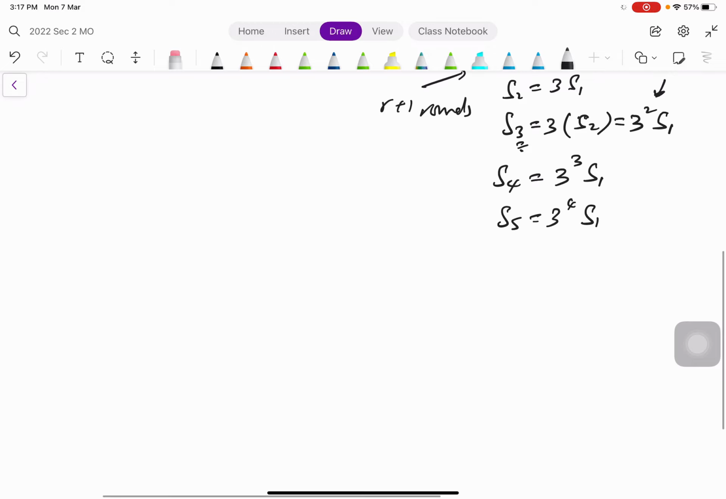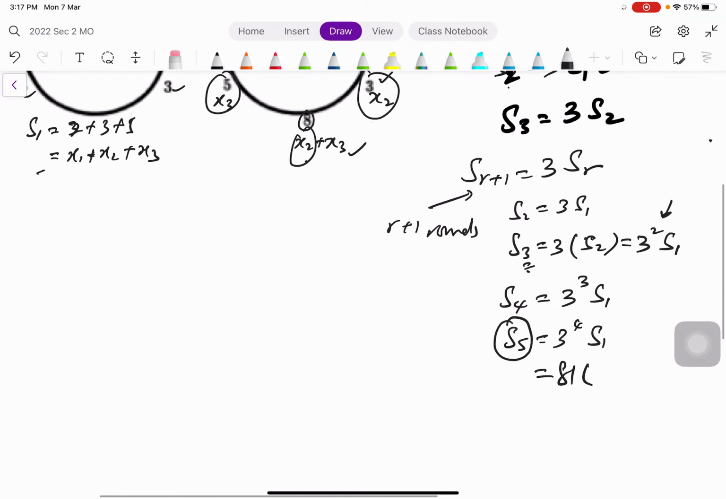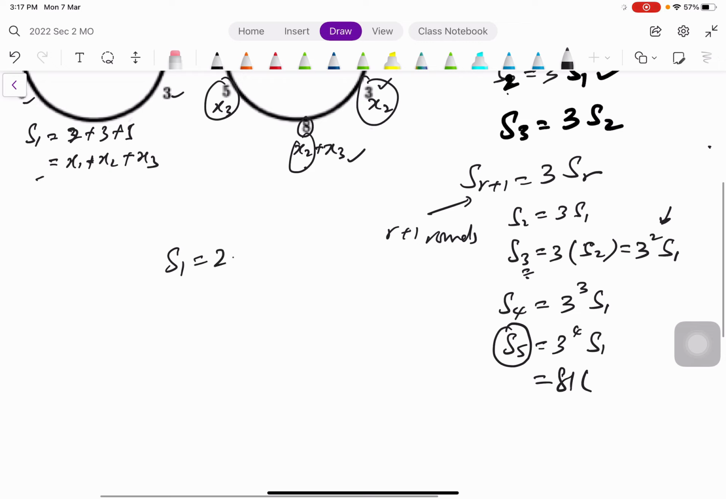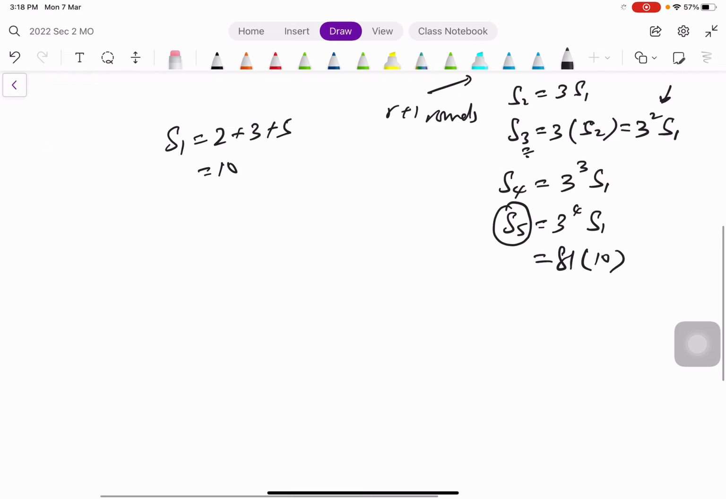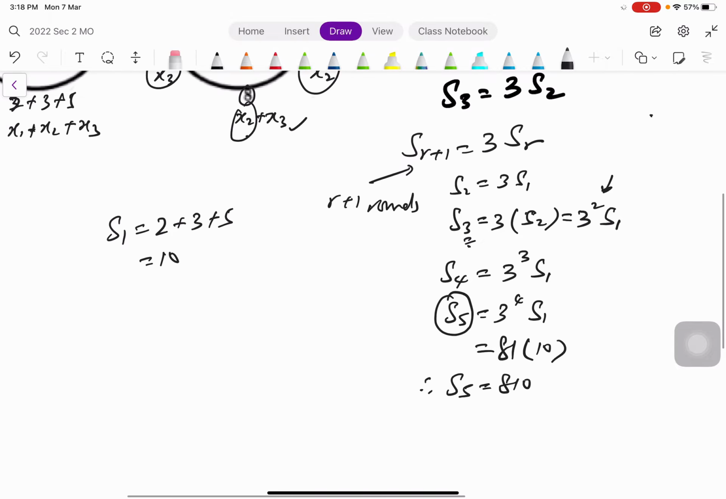Therefore, in this case, can you see that after 5 rounds, that will be 81, and then the sum S1. S1 is what? S1 is basically 2 plus 3 plus 5, and in total 10. Therefore, in this case, your S5 is basically 810. That's it. With that, I'll stop here.